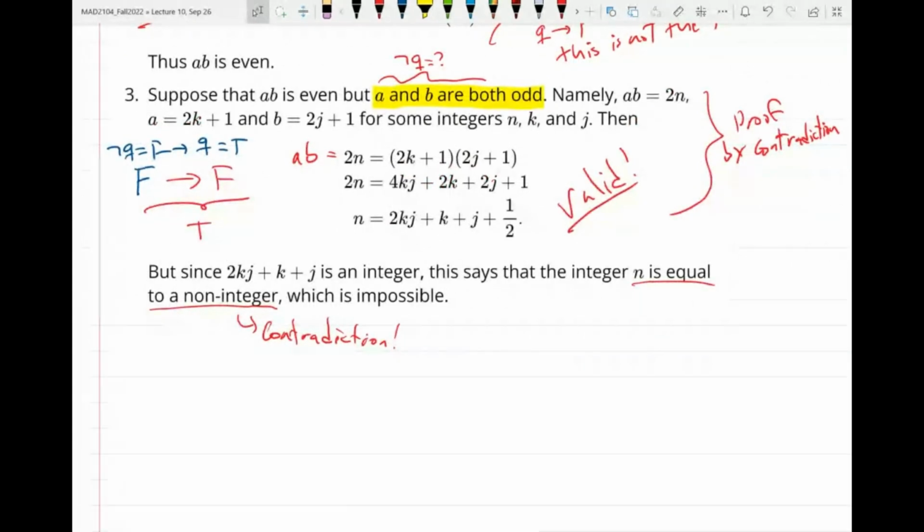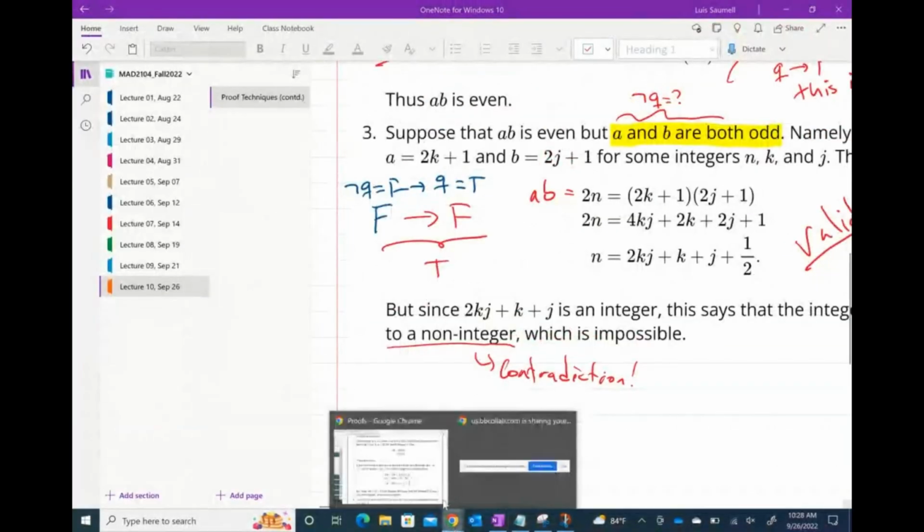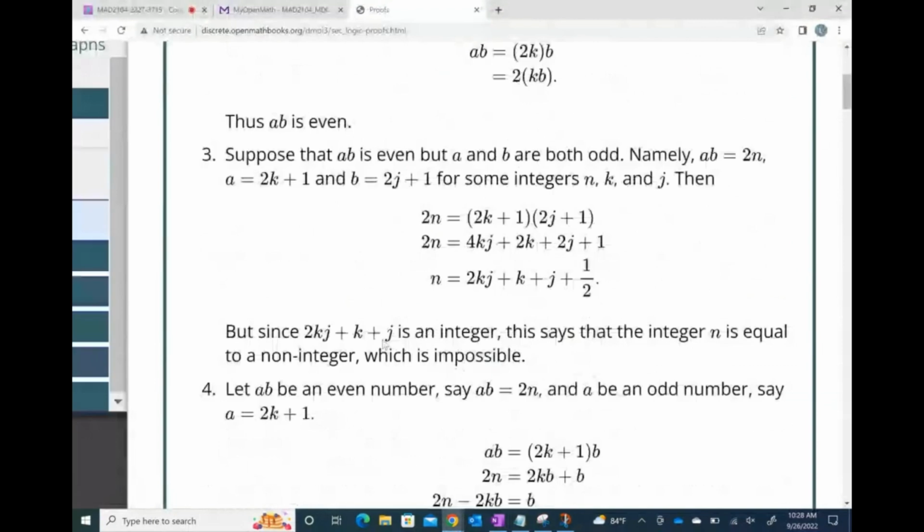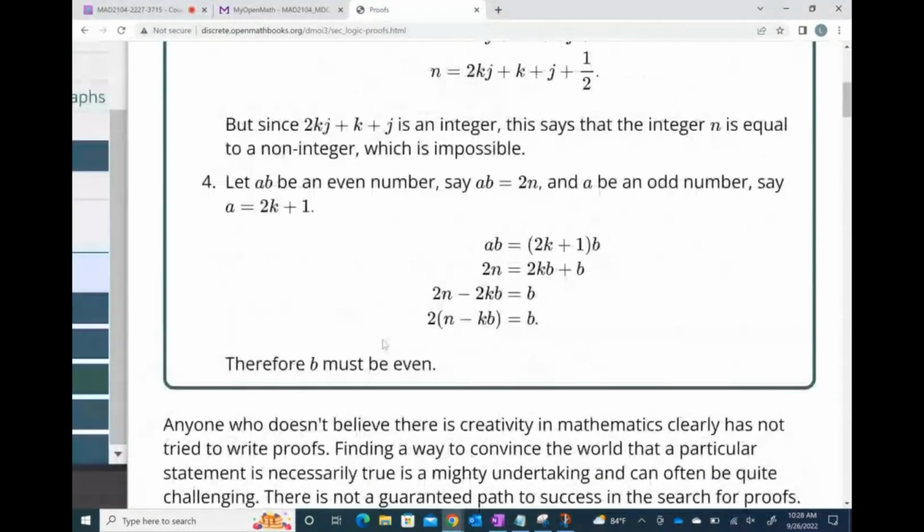So we have seen proof by contrapositive, proof by contradiction. Let's look at the last form. So this one.